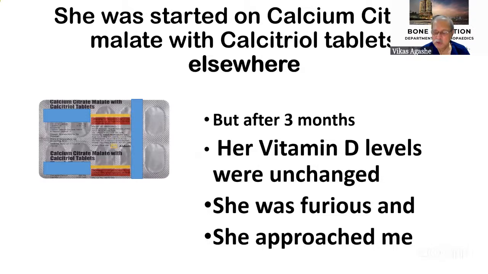The person had diagnosed her properly as insufficiency fracture because of vitamin D deficiency. Subbu, please start your video. Yes, Rajan. Her vitamin D levels were unchanged, and then she was very upset with that surgeon. And then she approached me. What should I do? Should I change her vitamin D medication? Should I do some more investigation? Should I change her calcium preparation?